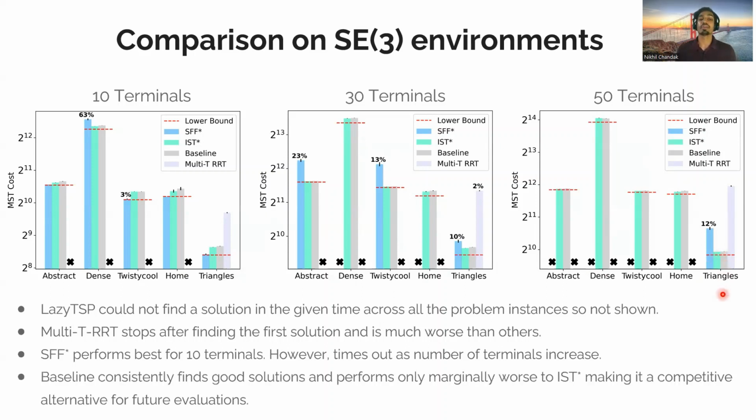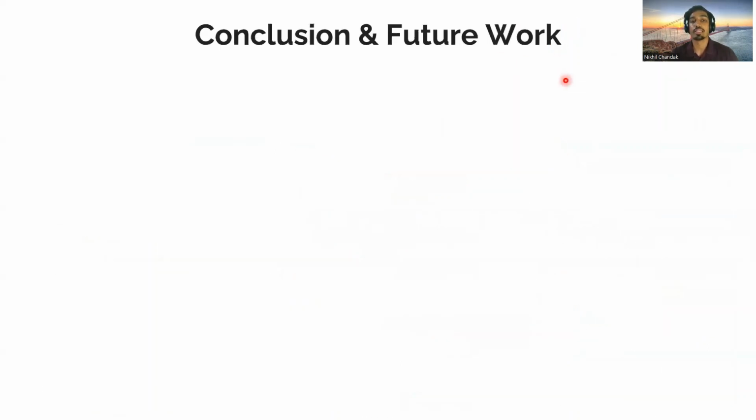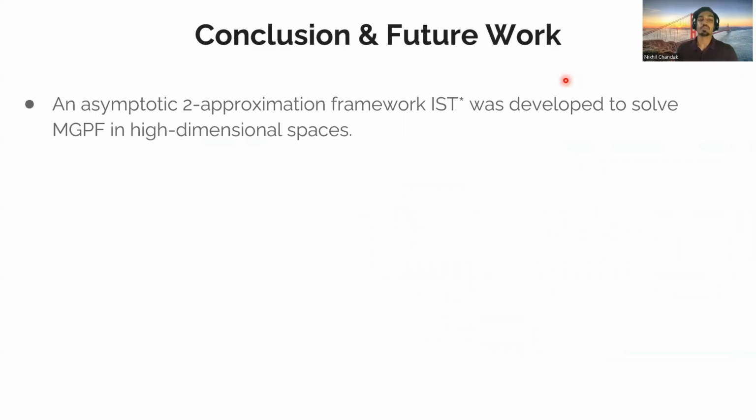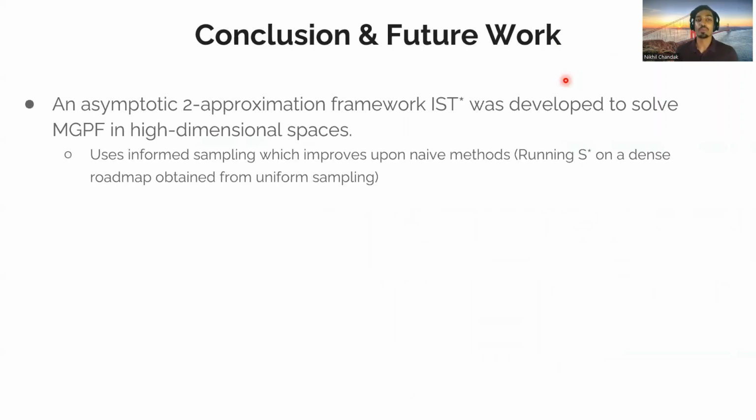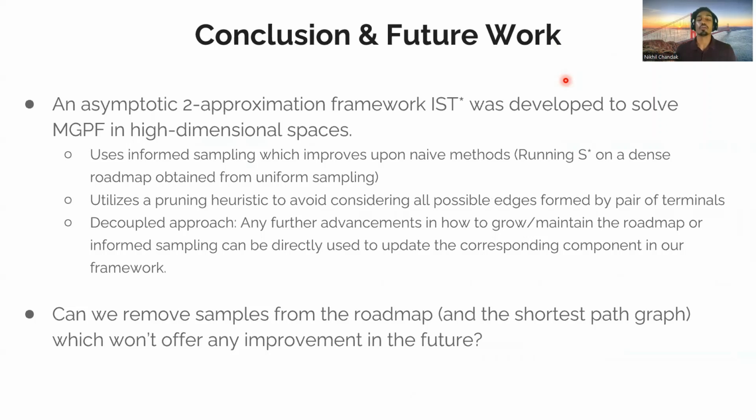Further, baseline consistently finds good solutions, only marginally worse than IST star, making it a competitive alternative. For our next evaluation, in higher dimensions, we see that for R4, the baseline is stuck at a suboptimal solution while IST star is able to converge quickly to the optimal solution. Similarly in R8. Finally, concluding our work, we have developed an asymptotically near-optimal approximation framework to address multi-goal pathfinding in high dimensions using informed sampling and pruning. Further, our approach is decoupled in the sense that any further advancements in informed sampling or roadmap capabilities can be used to update the corresponding component in our framework.